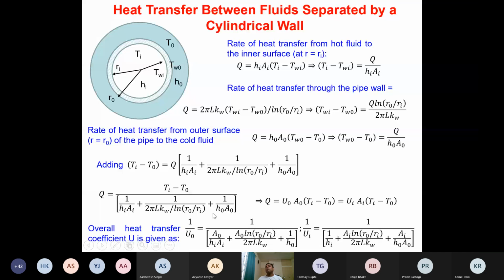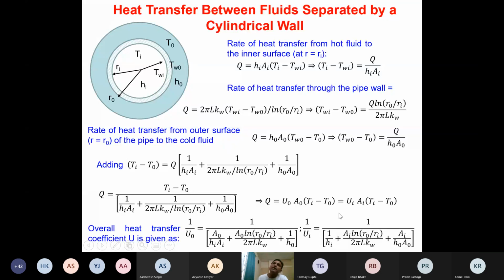Again, the concept of overall heat transfer coefficient can be applied, but the difficulty here is that the overall heat transfer coefficient can be represented based on the inner radius or the outer radius. If we use the overall heat transfer coefficient in terms of the outer radius, it is represented as U naught, and therefore the area to be multiplied in this equation should be A naught. So Q can be obtained as U naught A naught (Ti minus T naught). This temperature difference remains the same.